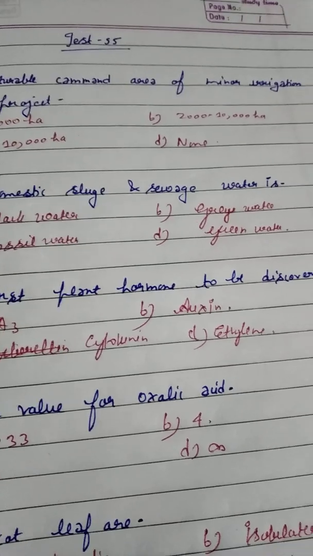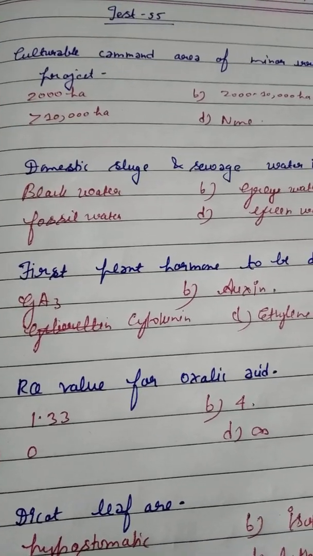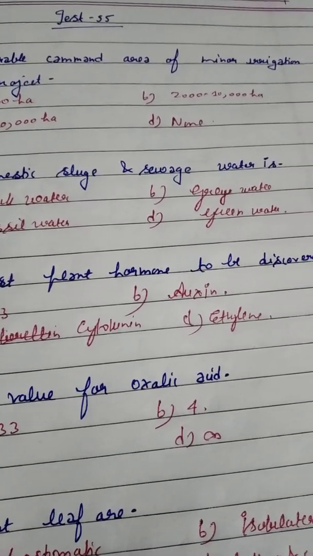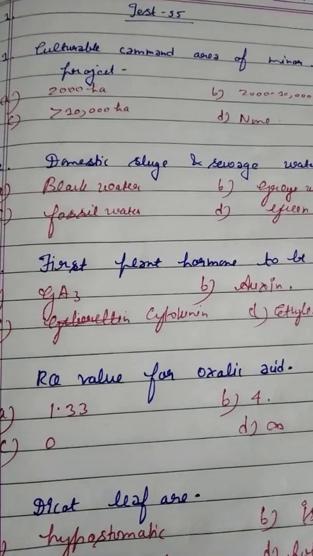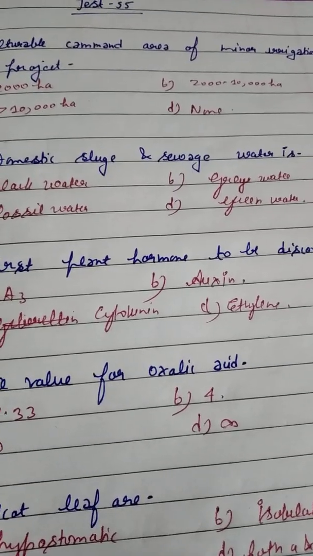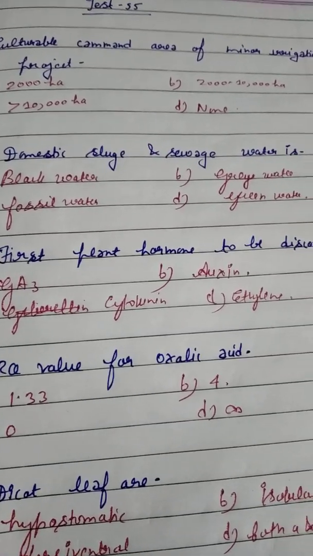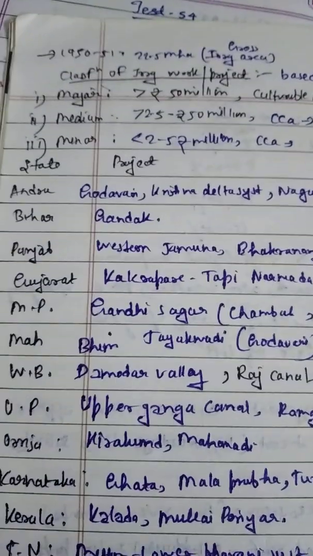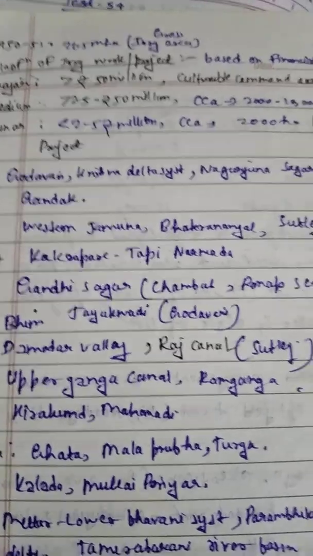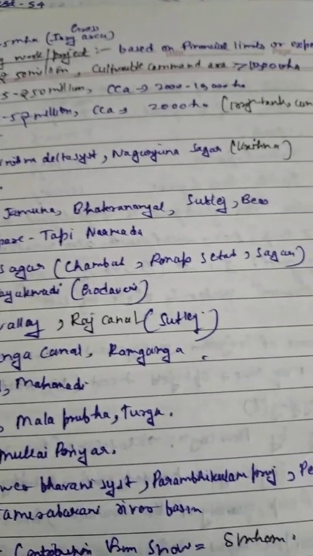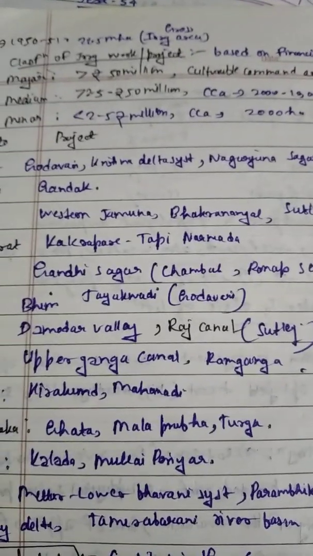Culturable command area of minor irrigation project. You have to tell what is the cultural command area of minor irrigation project. Option A 2000 hectare, option B 2000 to 10,000 hectare, option C greater than 10,000 hectare, option D none. So student, this is very important. Please remember classification of irrigation project based on financial limit or expenditure.